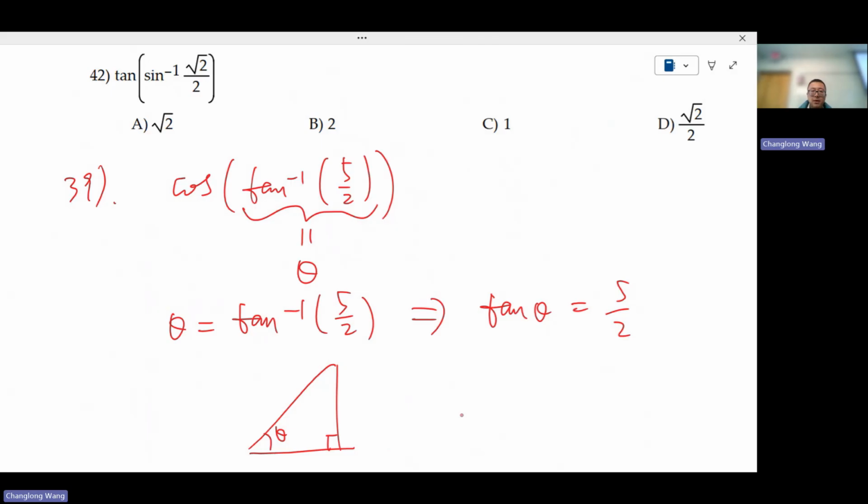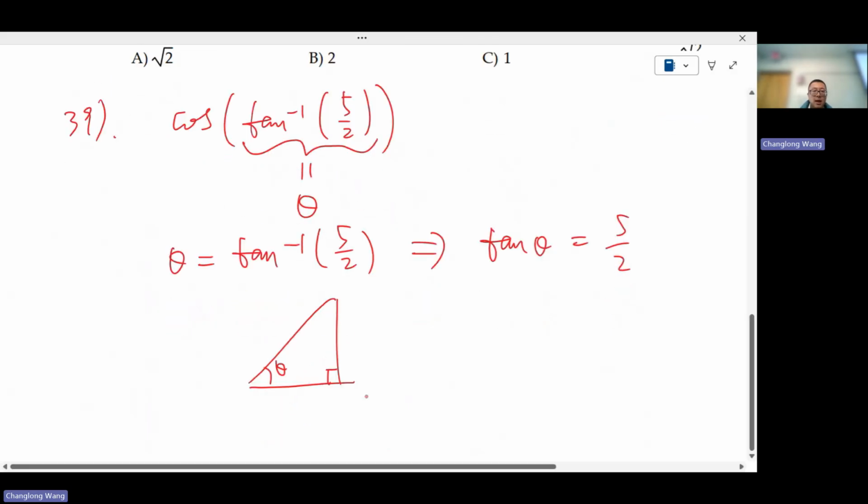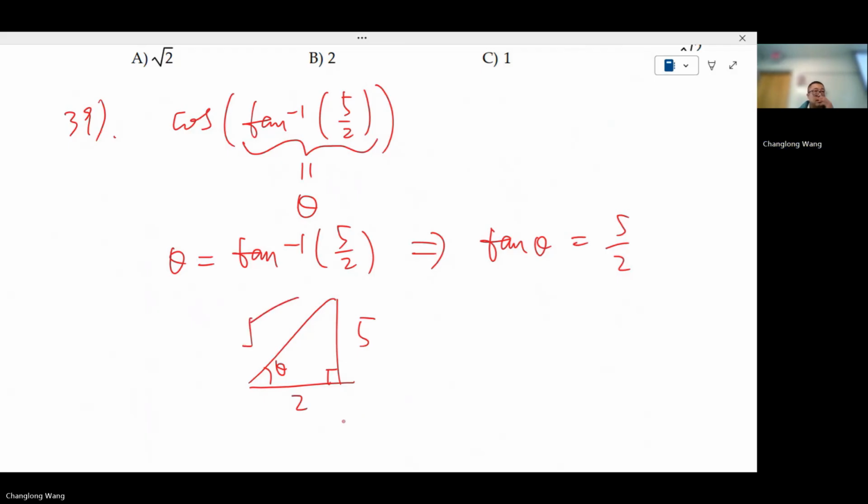You guys label the sides for me. Tangent theta is five halves. Can you label the sides in this right triangle? Opposite 5, adjacent is 2. So now what is the hypotenuse? 29, thank you. You just add up the squares of the 2 and the 5 and take the square root.